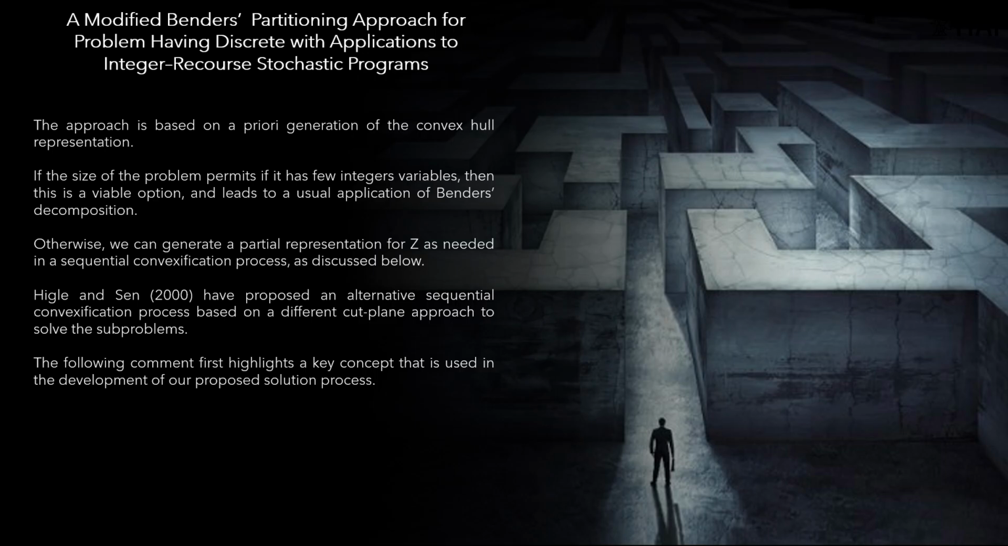The approach is based on a priori generation of the convex hull representation. If the size of the problem permits, if it has few integer variables, then this is a viable option, and leads to a usual application of Benders decomposition. Otherwise, it is possible to generate a partial representation for Z as needed in a sequential convexification process. Higle and Sen, in 2000, have proposed an alternative sequential convexification process based on a different cutting plane approach to solve the subproblems, which is used as a key concept in the development of the proposed solution process.